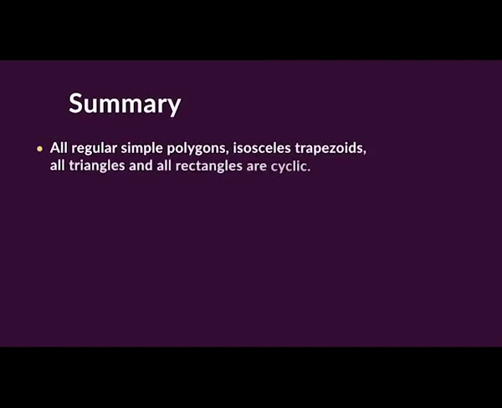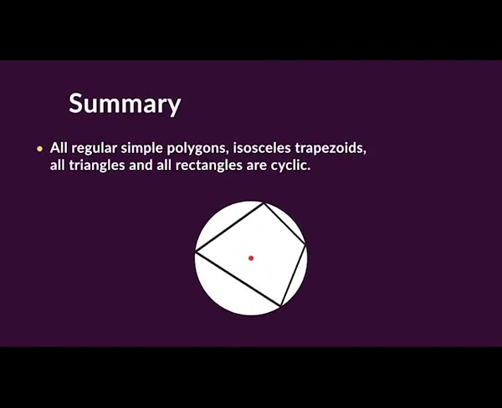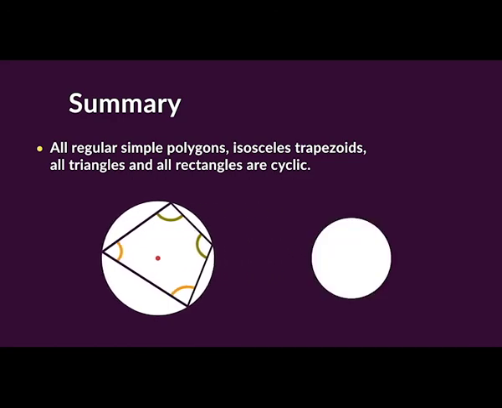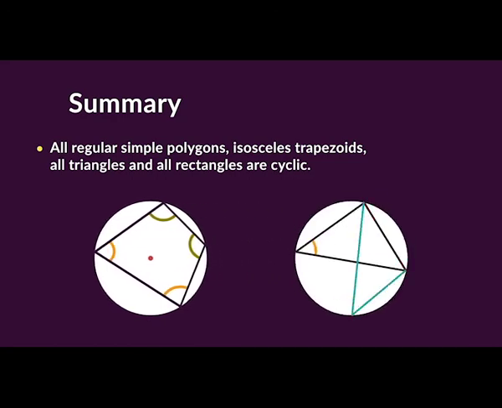In summary, you can prove that a quadrilateral is cyclic if you can show that a pair of opposite angles are supplementary. It follows logically that the other pair is supplementary as well. If a line segment subtends two equal angles on the same side of the line segment, then the 4 points are concyclic.